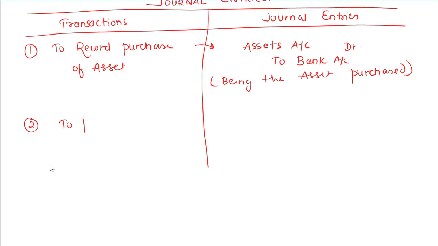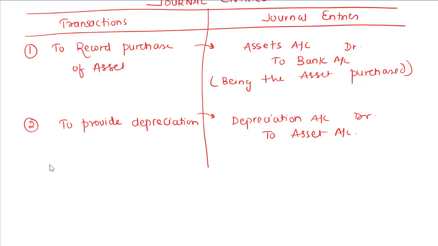Second, to provide depreciation. How will we provide depreciation? Depreciation account debit, because depreciation is a nominal account: debit all expenses and losses. It's a non-cash expense. So depreciation to asset. The rule applicable on an asset, which is a real account, is credit what goes out. So depreciation account debit to asset account.